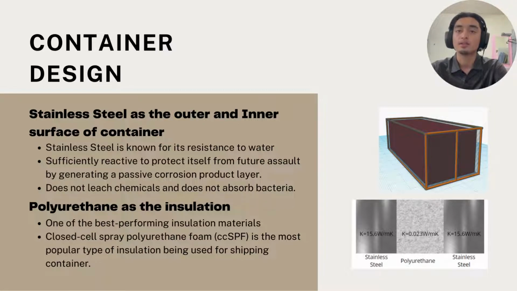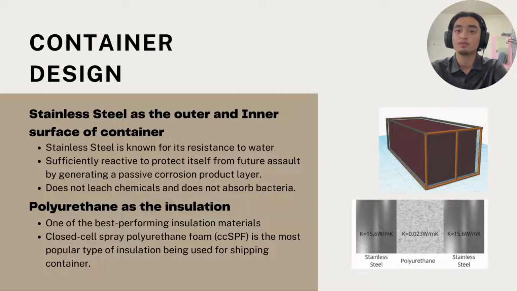Container design. Our group decided to use stainless steel as the outer and inner surface of the container. For the outer surface, stainless steel is selected because it is known for its resistance to water. Second, it is sufficiently reactive to protect itself from future assault by generating a passive corrosion product layer. And for the inner surface, it does not leach chemicals and does not absorb bacteria. Therefore, it is suitable for food storage.